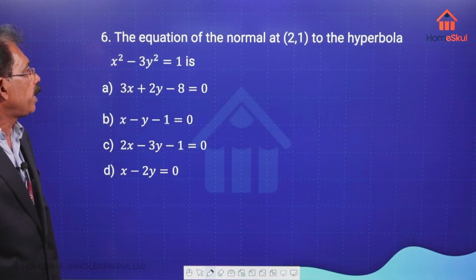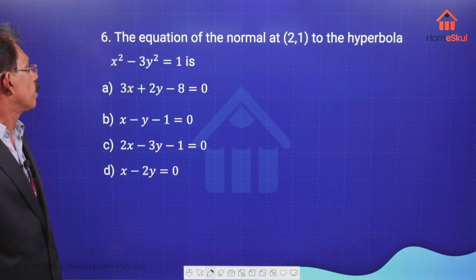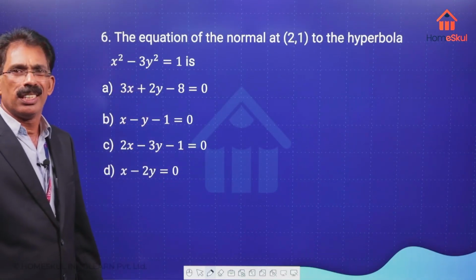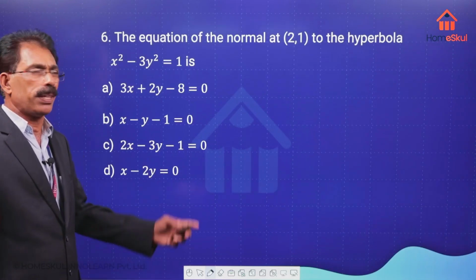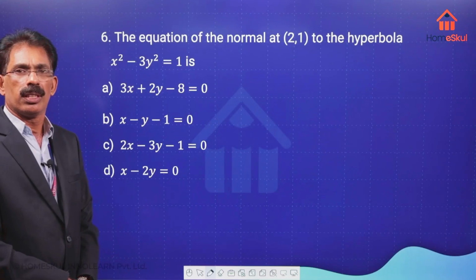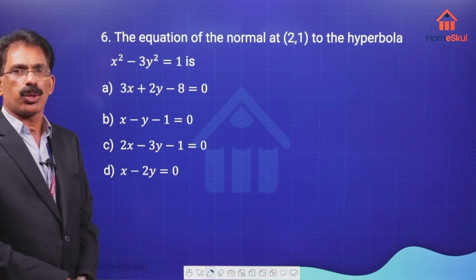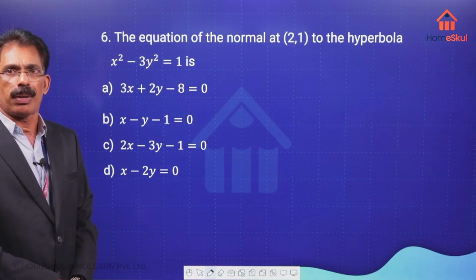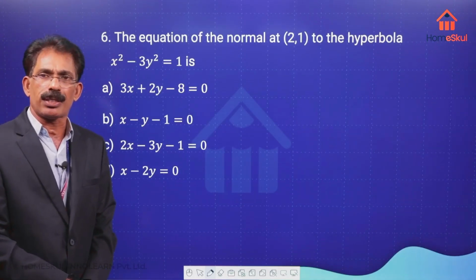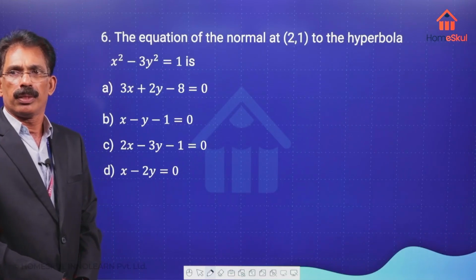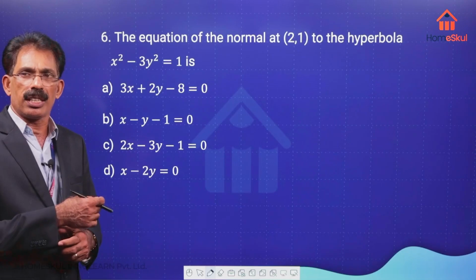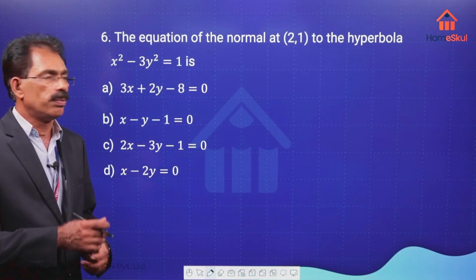The equation of normal at (2, 1) to the hyperbola x square minus 3y square equal to 1. This is the same method. Normal, same method you can use. Please take a screenshot. Do the question directly. The same type of question. Equation of normal: y minus y1 is equal to m into x minus x1, where m is the slope of the normal. So just skip that question because it is counted as homework.